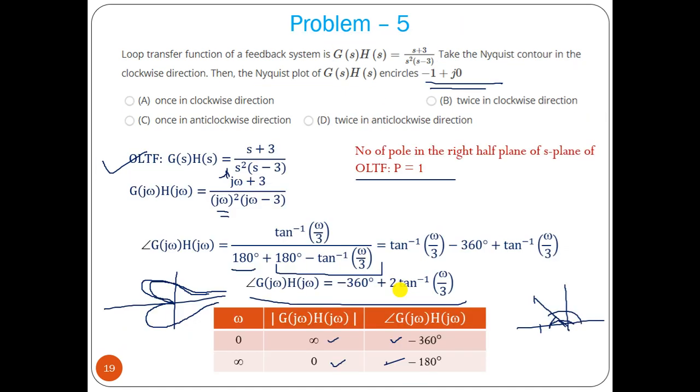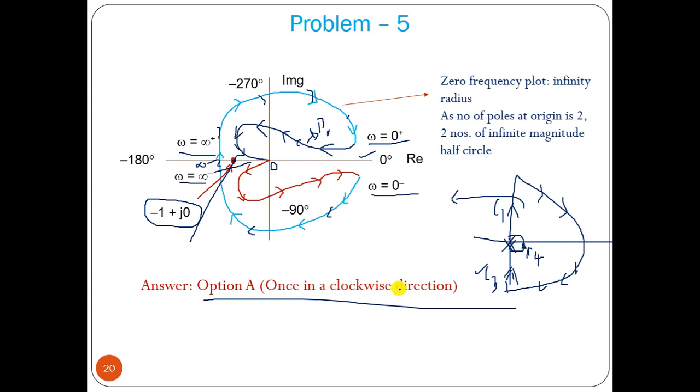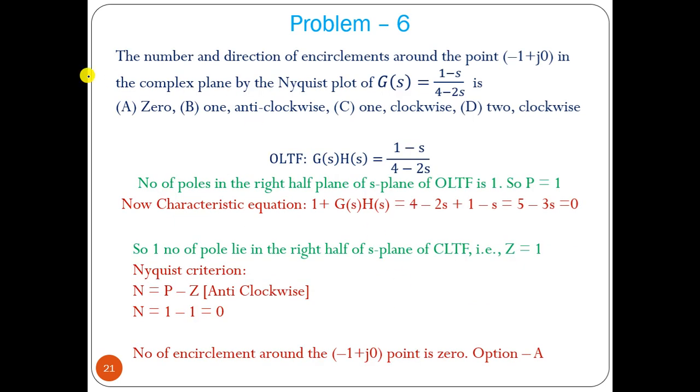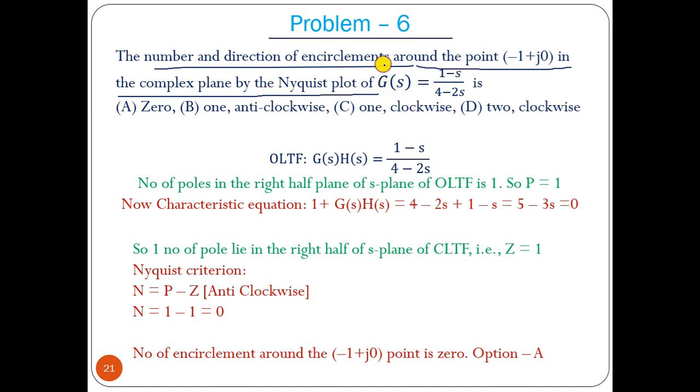This is the technique to solve if we know the open loop transfer function. Now again, sixth problem: number and direction of encirclements around the point in the complex plane by Nyquist plot of this open loop transfer function. Again open loop transfer function is given. If it is given and you have to find out the number of encirclements and the direction, we can do it very easily.